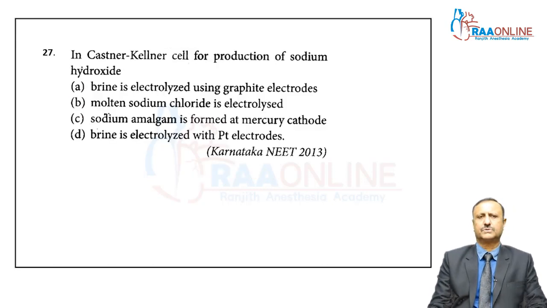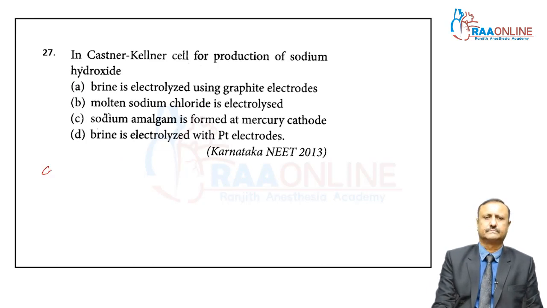Now we can go to question number 27. In Kastner-Kellner cells for production of sodium hydroxide, here this is sodium hydroxide. In this production of sodium hydroxide in Kastner-Kellner cell, brine is electrolyzed using graphite electrodes. Which one of the following statements is correct?